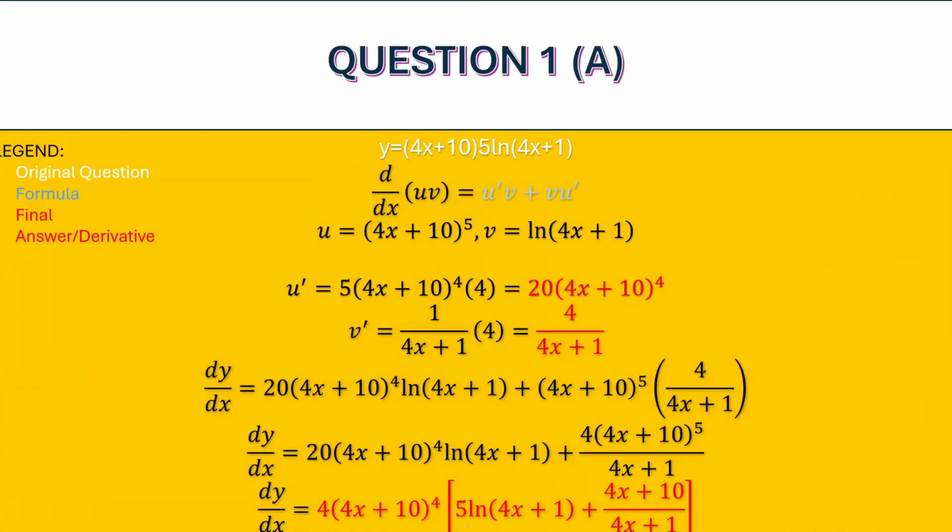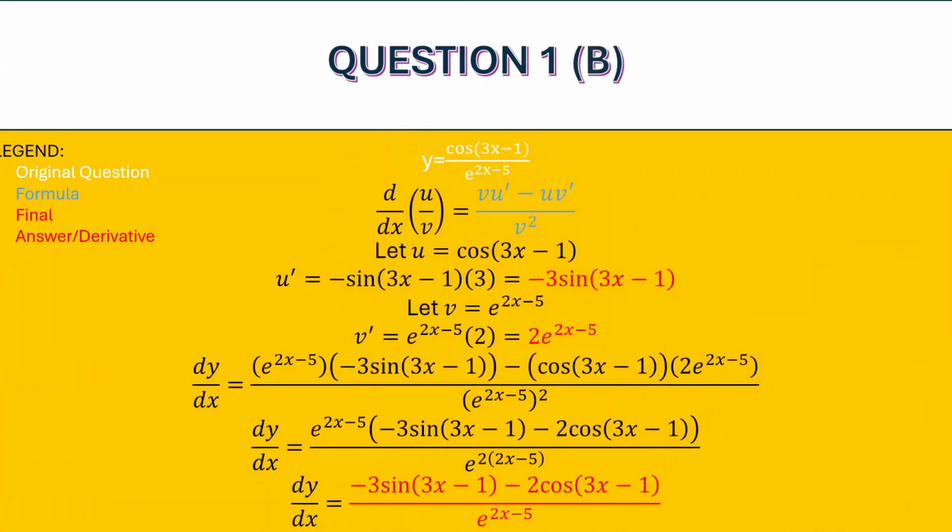So the final derivative is dy/dx equals 4(4x + 10)^4 times the bracket of 5 ln(4x + 1) plus (4x + 10) over (4x + 1), and then close the bracket. So this question shows how the product rule and chain rule can work together when differentiating more complicated functions. So next, I will pass to my friend Joel.